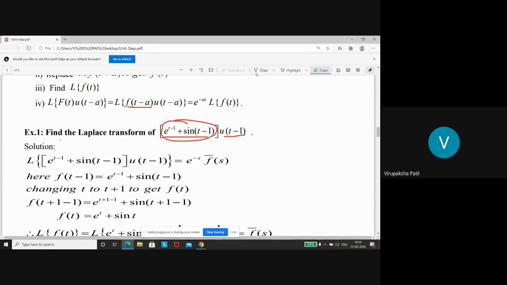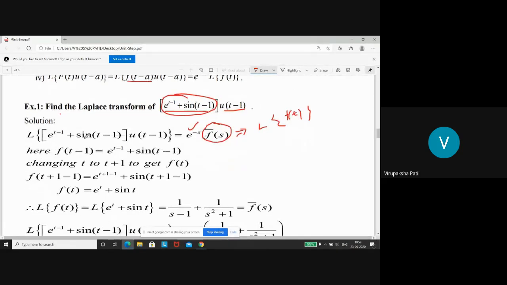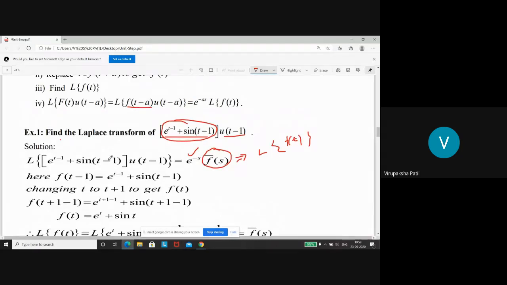One thing is over, now we have found this. Now our intention is to find only this f bar s, which means you have to find the Laplace transform of f of t. Now to find that, this is of the form f of t minus a, where here a is equal to 1. So we can write f of t minus 1 in this particular example as e to the power t minus 1 plus sine t minus 1. Is that clear?